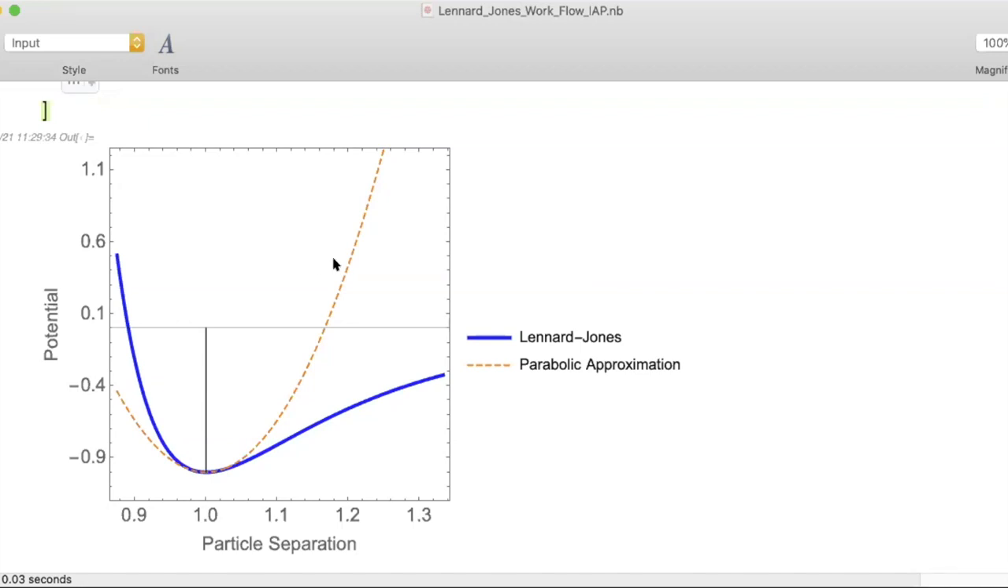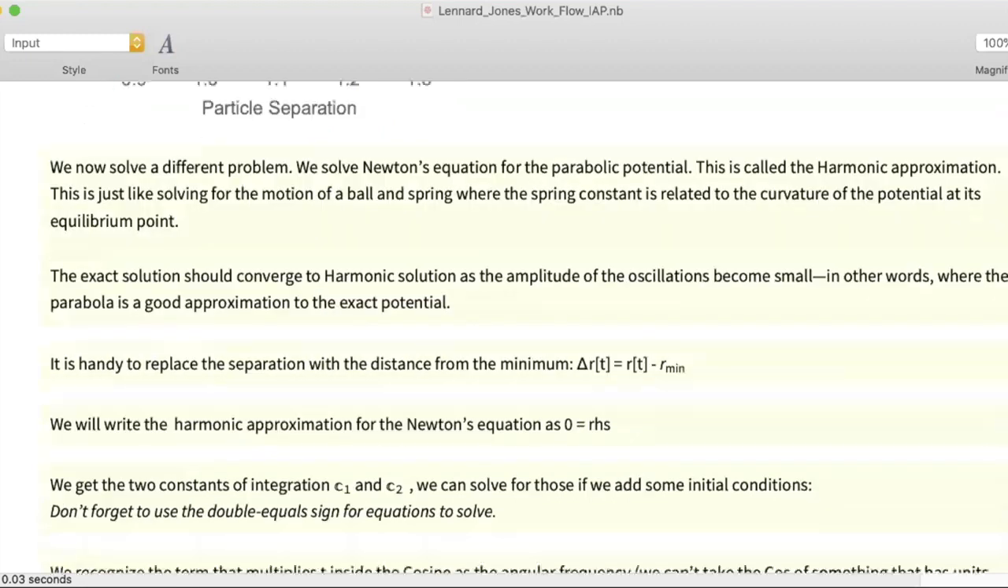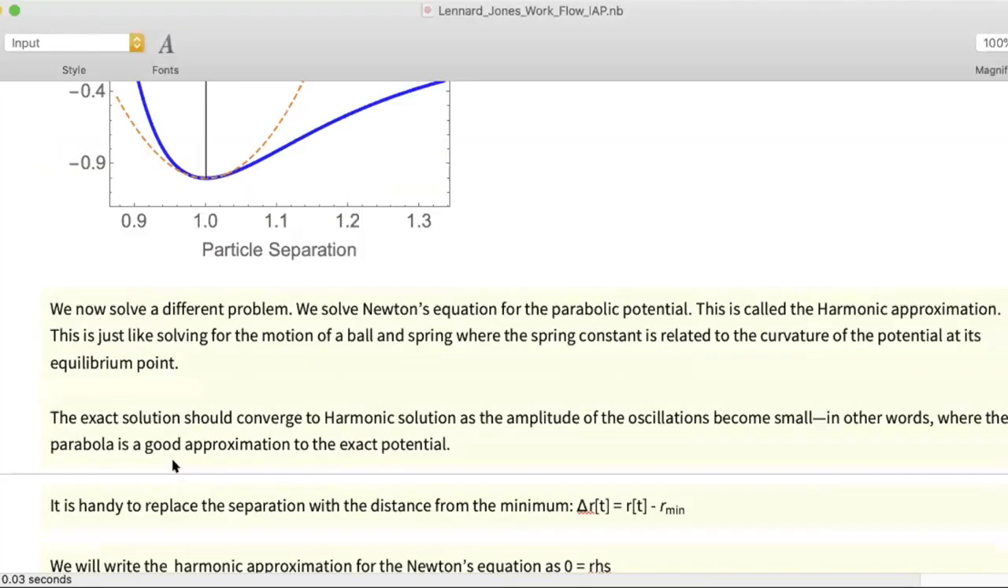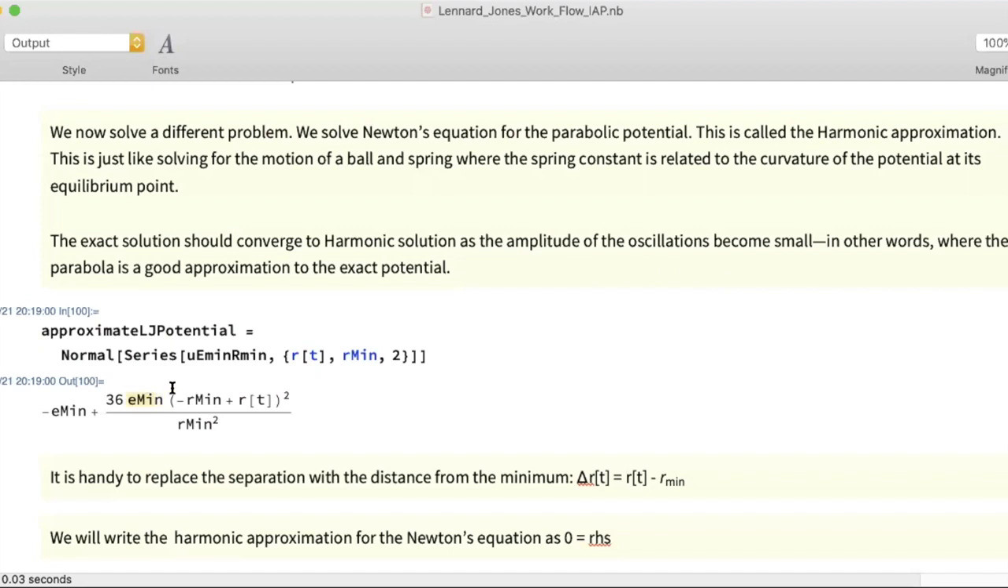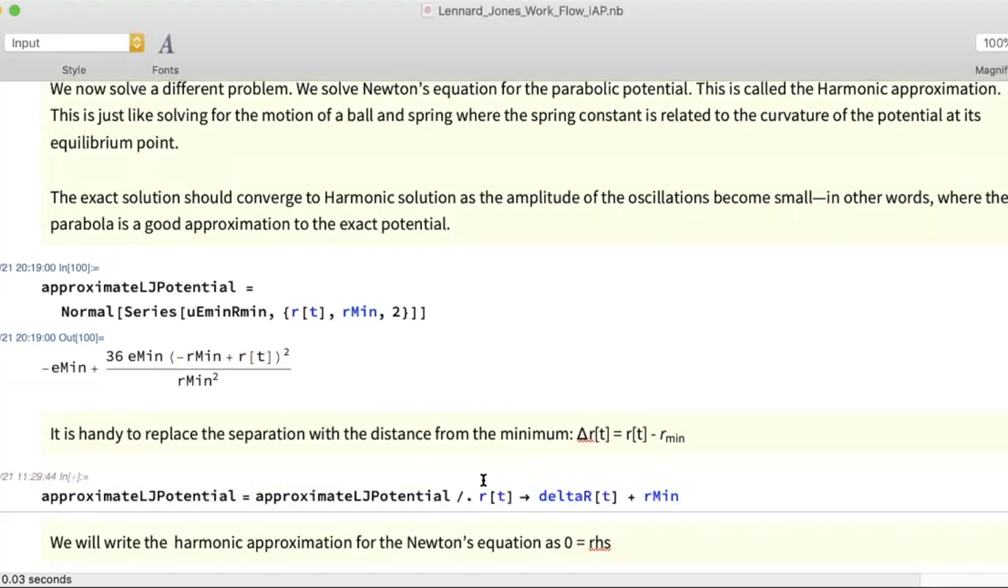Okay, so what I'm going to do is write down an approximate Lennard-Jones potential. So I'm taking that original form, right? So it's in terms of these physical constants, R min and E min. It has this R of t sitting in it. It's going to be handy here to replace R of t with just the displacement around the origin. So what I'm doing is I'm saying R of t is going to be a displacement around R min. Just kind of will make the form of the solutions a bit cleaner.